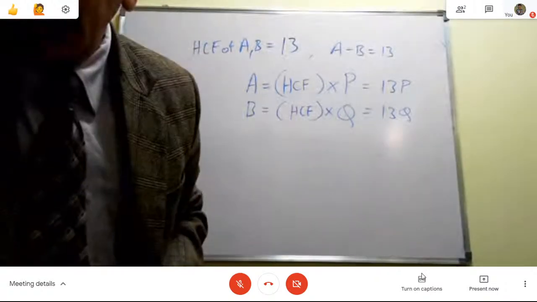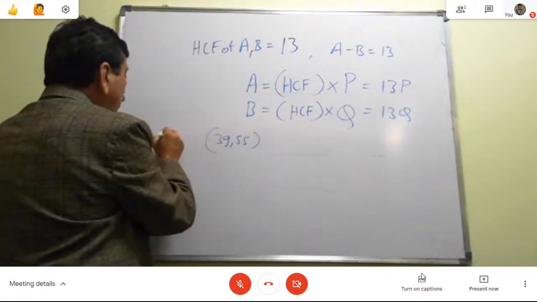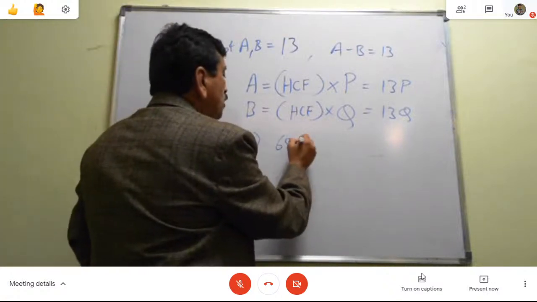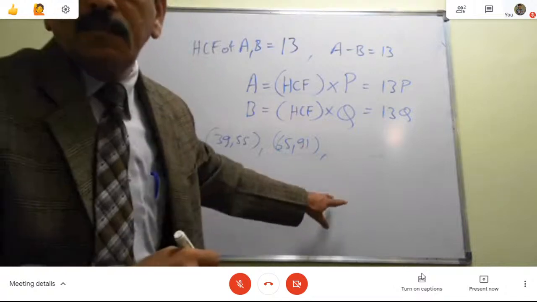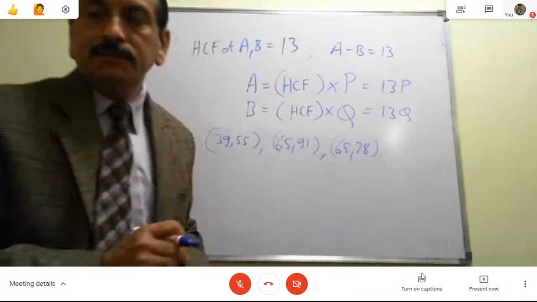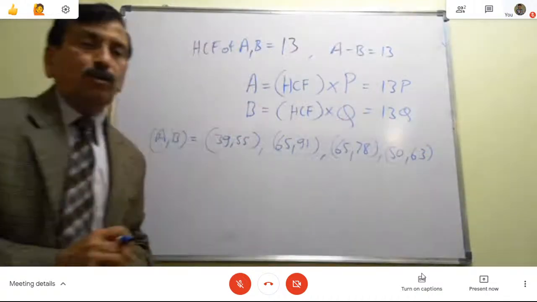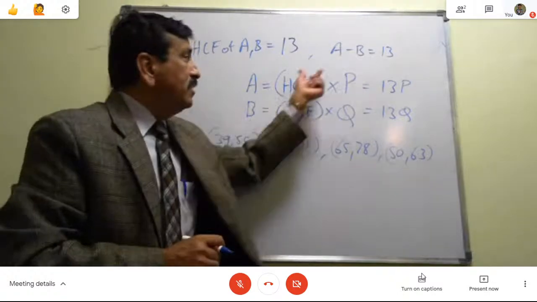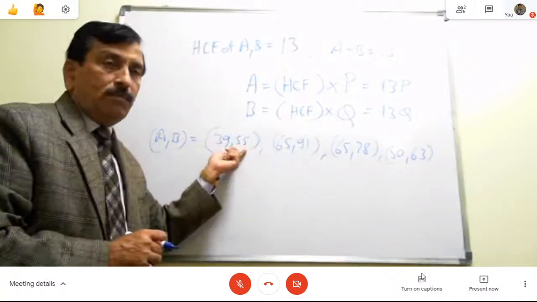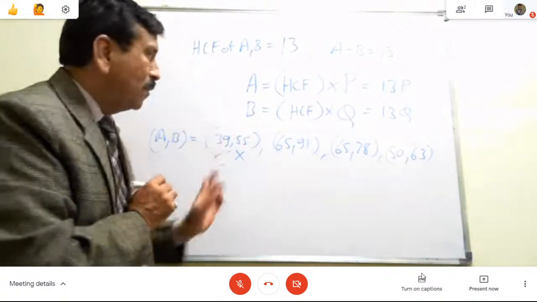Now, the answers which are given about A and B are: 39, 55 is the first option. 65, 91 is another option. 65, 78 is yet another option. And 50, 63 is yet another option. Now, as 13 is the HCF of both the numbers, 13 should be able to divide both the numbers. 13 is dividing this, but not able to divide this. So this pair is rejected.